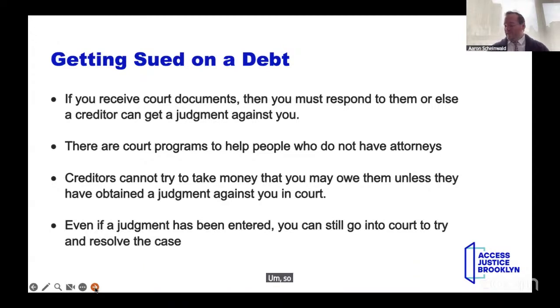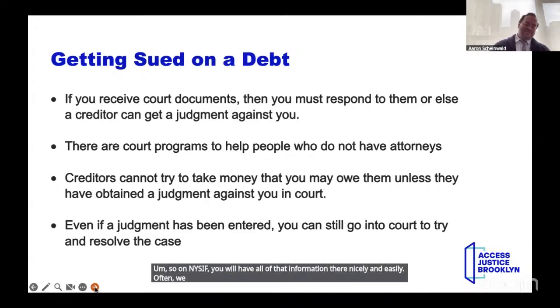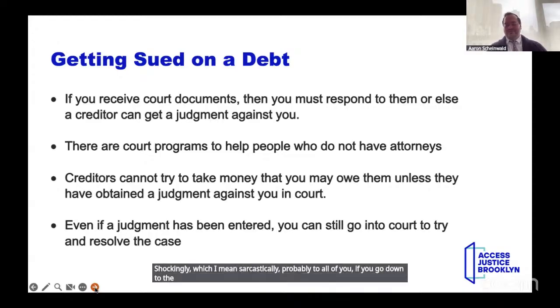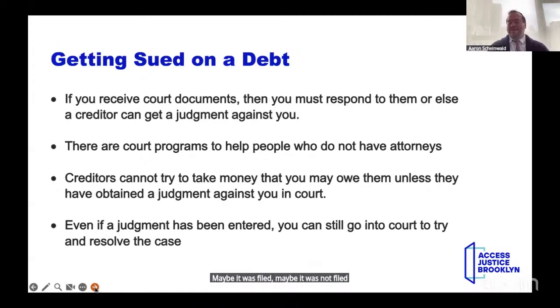So on NYCEF, you will have all of that information there nicely and easily. Often we are talking to people and saying, for example, we need to see the affidavit of service. You're claiming that you have not been served properly, or we think you may not have been served properly. We want to see the affidavit of service. Right now, they have to go down to the clerk and get the affidavit of service. Shockingly, which I mean sarcastically, probably to all of you, if you go down to the clerk and ask for an affidavit of service, on a vast majority of cases, they're not going to have it. Maybe it was filed, maybe it was not filed, but it doesn't really matter because they're not going to have it. So what does someone have to do?